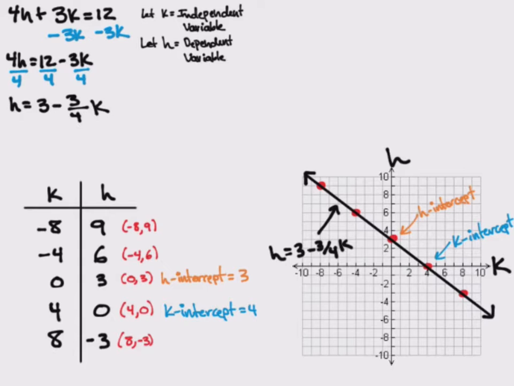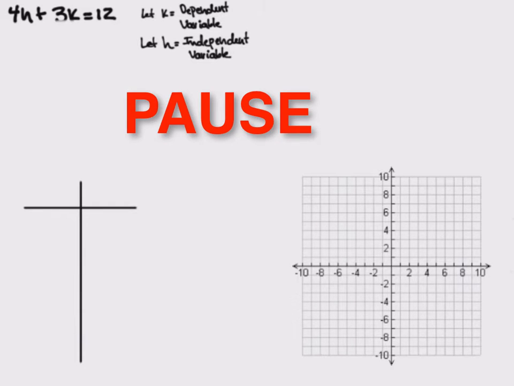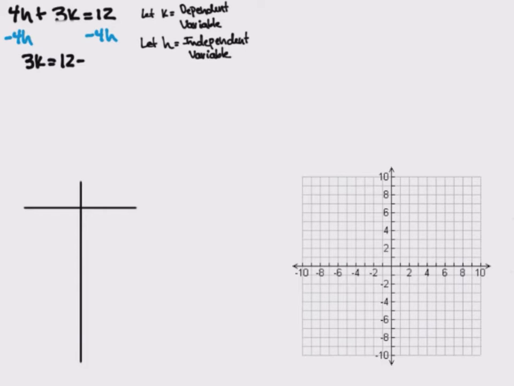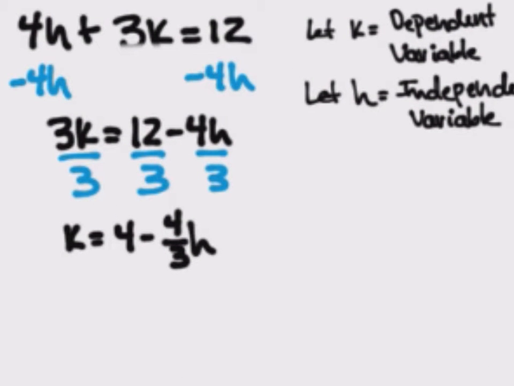Now, what would happen if we changed how we defined our variables, and h was our independent variable, and k was our dependent variable? How would our graph change? So let's go ahead and try that out and redefine our variables. Now, since k is our dependent variable, we're going to want to put this equation into k equals form.